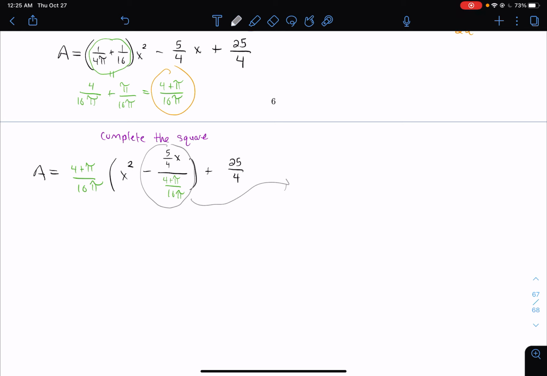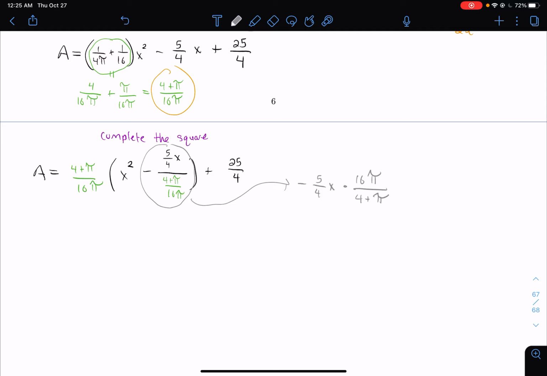So what do we get? Let me include the negative sign here. We got negative 5 over 4x. That's getting divided by a fraction, which is the same thing as multiplying by the reciprocal. 16 pi over 4 plus pi. Same thing as multiplying by the reciprocal.